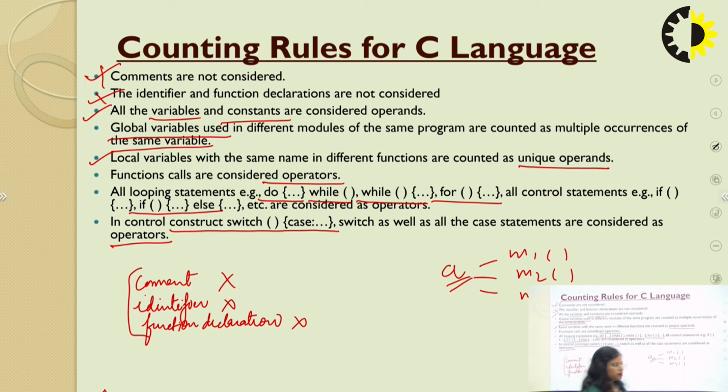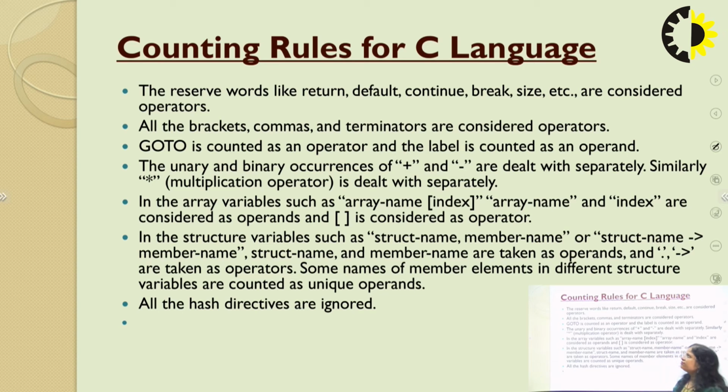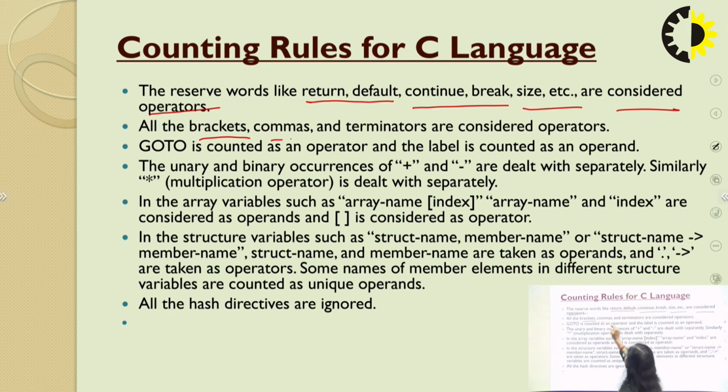So till now we have learned that all the variables and constants are considered as operands. Local variables in different functions are considered as unique operands. If global variables are used by different modules, they will be considered as a single unique variable. This is the summary of this slide. Next, reserved words like return, default, continue, break are considered as operators. All the brackets, commas, terminators are considered as operators.